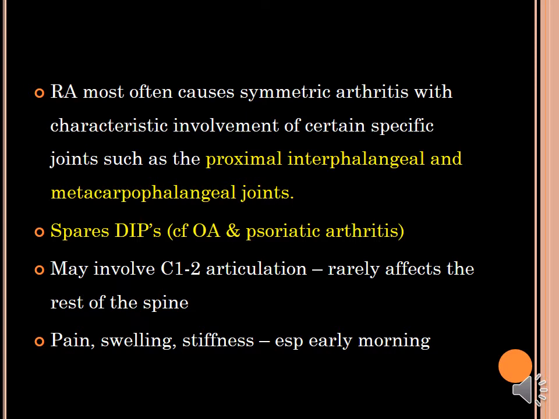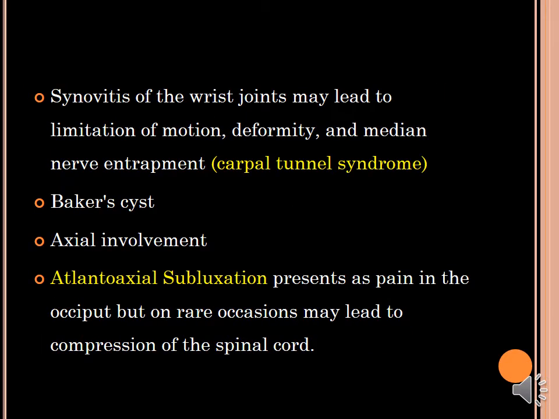Rheumatoid arthritis can also involve C1 and C2 vertebra, which is very dangerous if it erodes the vertebra, which can compress the spinal cord and result in paralysis of the patient, quadriplegia. The early morning stiffness, pain, swelling are the classical signs of rheumatoid arthritis. Synovitis of the wrist joints may lead to limitation of motion, deformity, and median nerve entrapment.